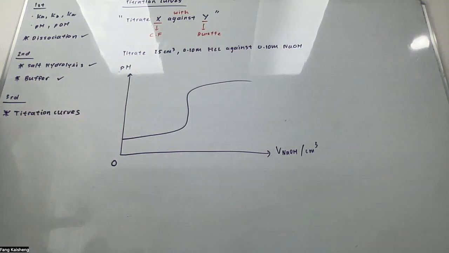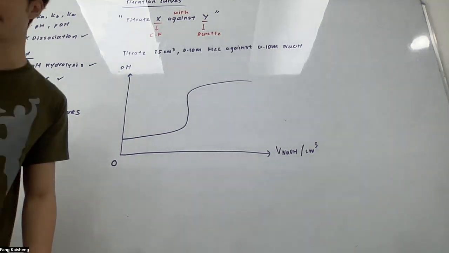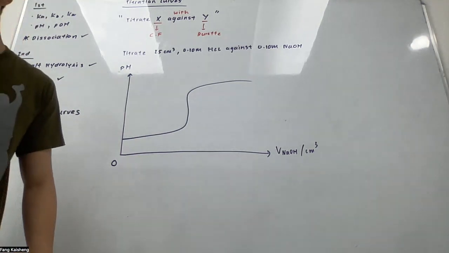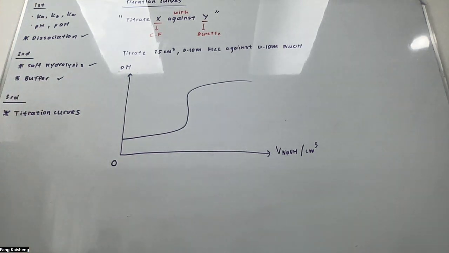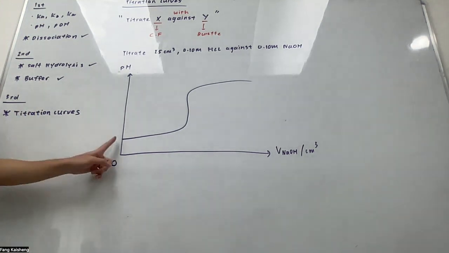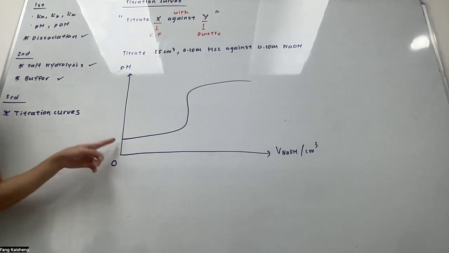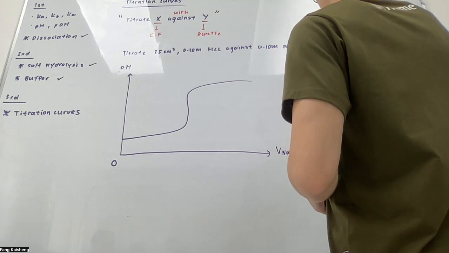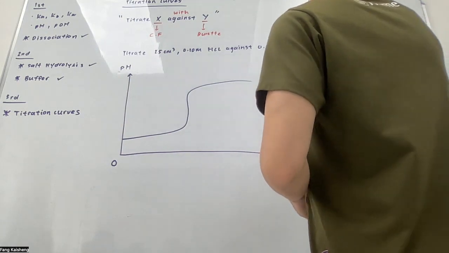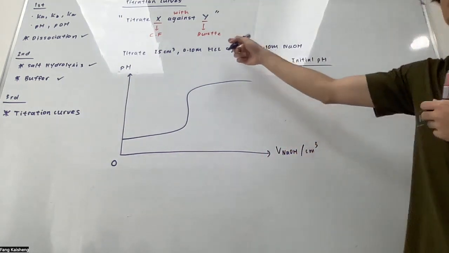Later, we'll look at some different graphs, more important ones, because we need to perform calculations on the graph. Okay, can you tell me what is the initial pH? 1. Okay, why? HCl. Good. Initially, you have no NaOH, you only have HCl.